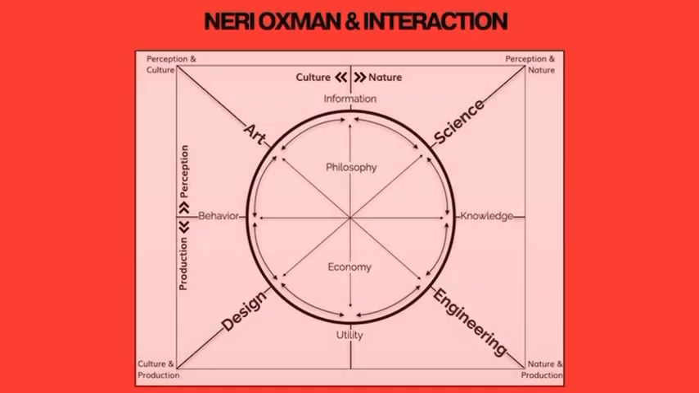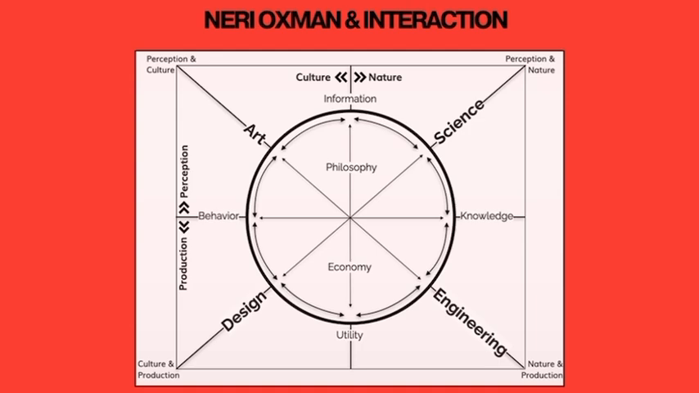Neri Oxman and Interaction. The model that's shown on the screen is a framework by Oxman called the Krebs cycle of creativity. It shows how interaction between different disciplines generates creative energy. The cycle links four main domains: science, engineering, design, and art. Ideas move around the circle, sometimes clockwise, sometimes counterclockwise, and each time they cross a different boundary, new creative energy is produced. Science creates knowledge, engineering turns that knowledge into practical solutions, design shapes those solutions into experiences, and art challenges our perceptions and pushes culture forward.